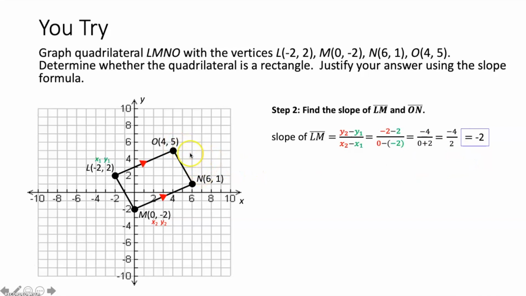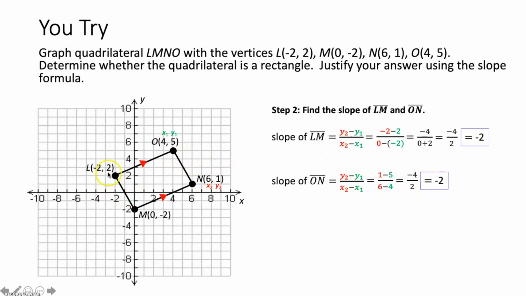Now we need the same slope over here to make this a parallelogram. So let's find the slope of segment ON. We pick one of the points to be x sub 1, y sub 1, the other one to be x sub 2, y sub 2. Plug in the coordinates to their corresponding spots over here, and we simplify. 1 minus 5 is going to give you negative 4. 6 minus 4 is going to give you 2. Negative 4 over 2 simplifies to negative 2.